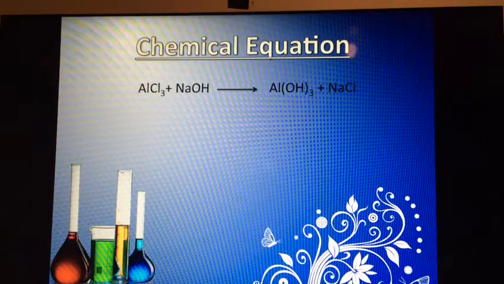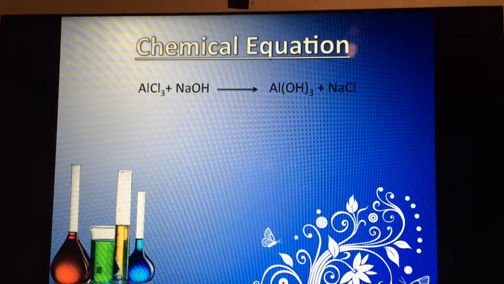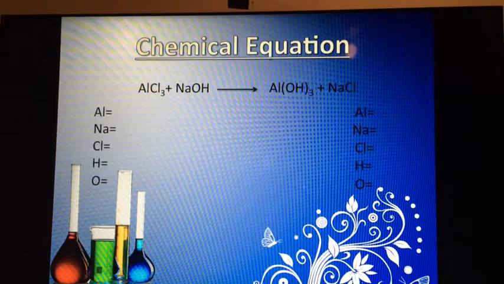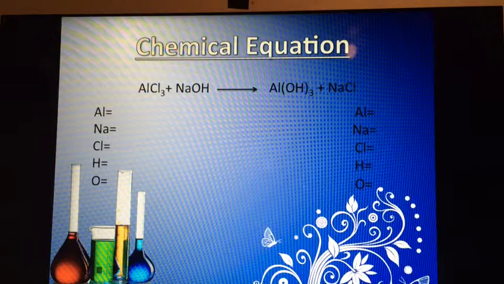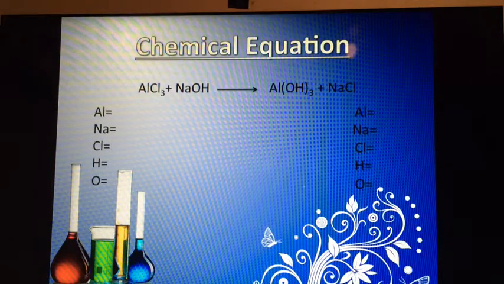AlCl3 plus NaOH forms Al(OH)3 plus NaCl. Now, we're going to balance this equation once again. So remember, let's list all the elements: Al, Na, Cl, H, and O. And remember to balance the metals first, which are Al and Na, then the nonmetals, Cl, and hydrogen and oxygen.